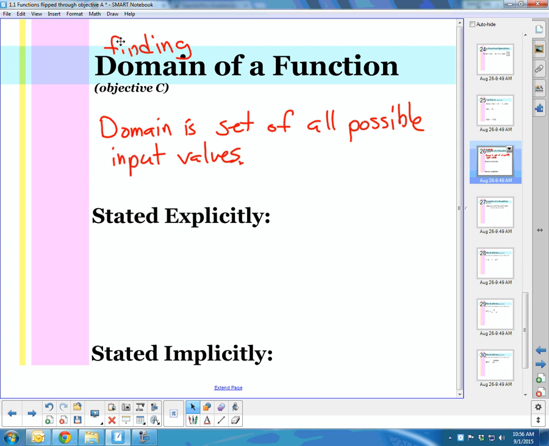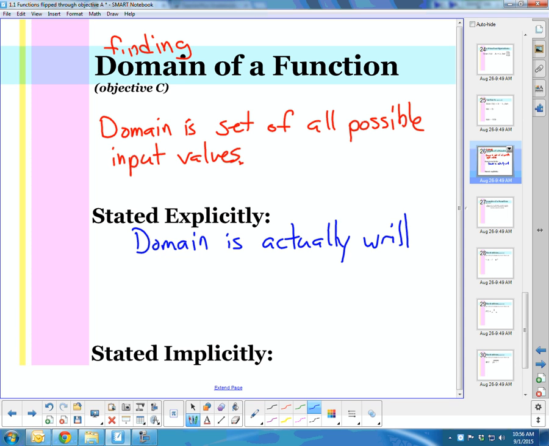And that means that the domain, that set of numbers, is actually written next to the function.